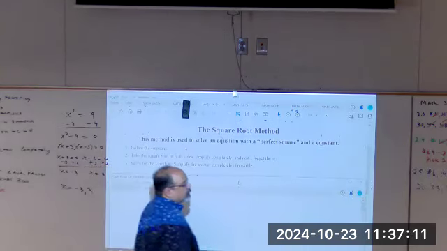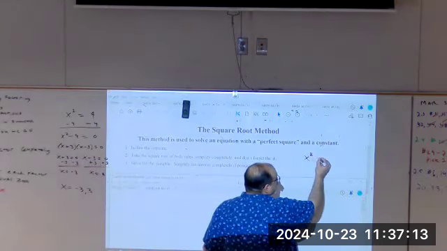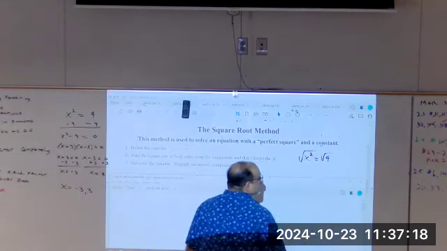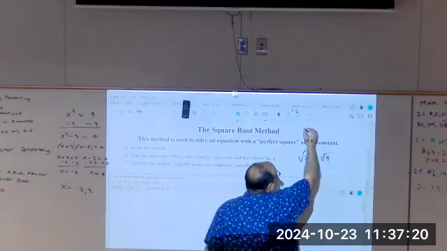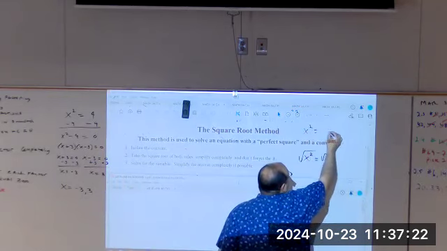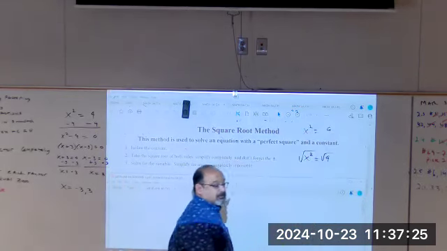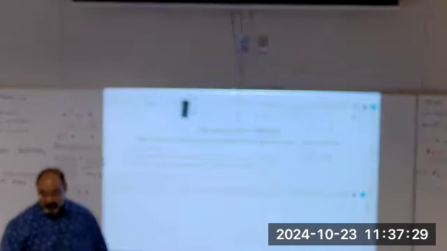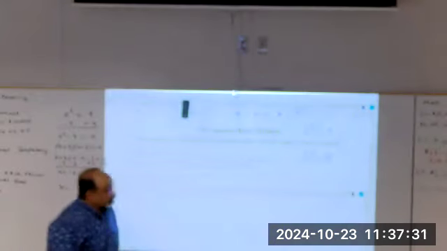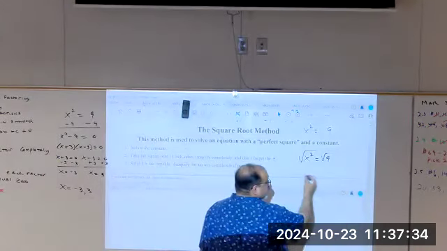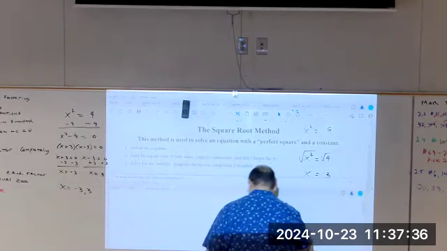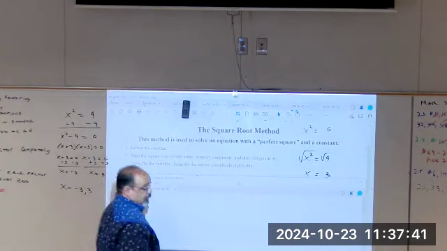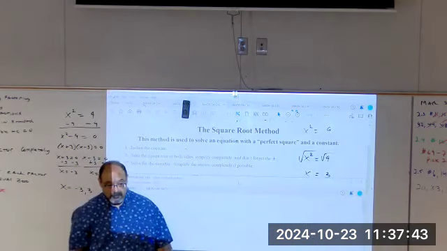So the square root method is going to be to take the square root of both sides. What we're after is all of the answers, every single possible answer that would work for x squared equals 9. And when you take the square root of both sides, if you're not thinking, you're just going to say, oh, 3. You're not going to think about the negative 3.